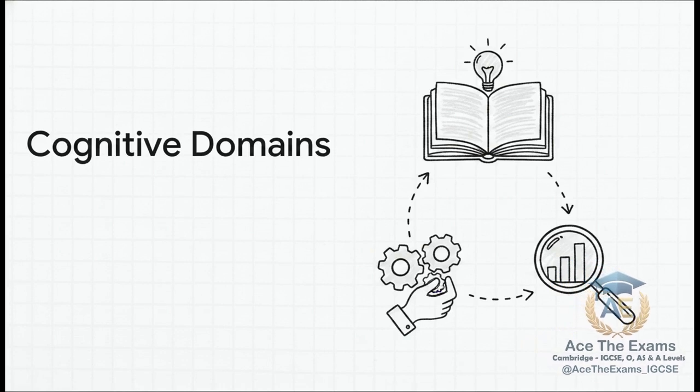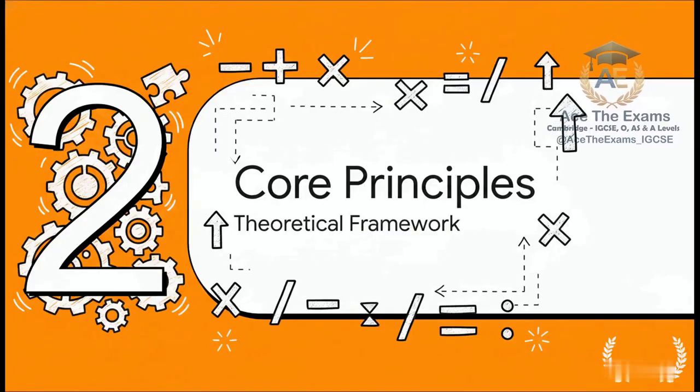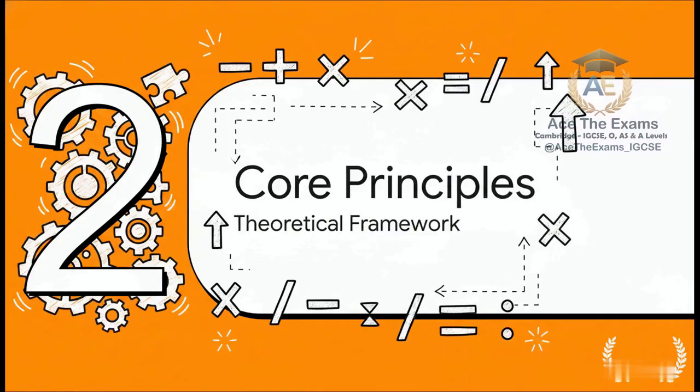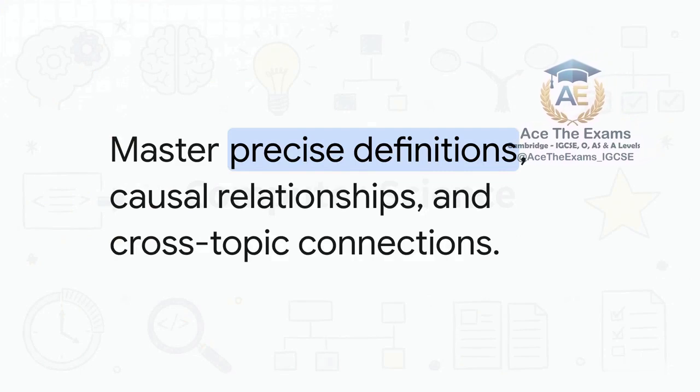Why? Because you didn't prove the application and the analysis. You have to demonstrate all 3 domains to get the top marks. Moving on to Section 2, Core Operational Principles. Master precise definitions, causal relationships, and cross-topic connections.